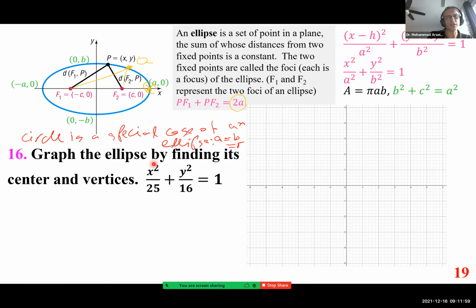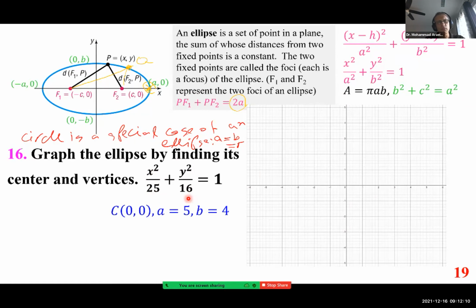With that being the case, going back to this, the center is at 0, 0. A is square root of 25, which makes it 5. B is square root of 16, which makes it 4. Now that we have this, A is larger than B. So it's elongated along the x-axis with the vertices at 5, 0 and negative 5, 0.